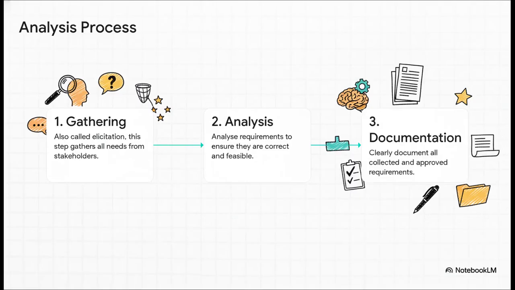This whole process really breaks down into three main stages. First, you gather up all the needs and wants from everybody involved, the clients, the users, everyone. Then, you analyze those requirements to make sure they're clear, they're actually possible to do, and that they don't contradict each other. And finally, and this is so crucial, you document everything. And this documentation isn't just a bunch of notes, it becomes the official contract for the entire project.